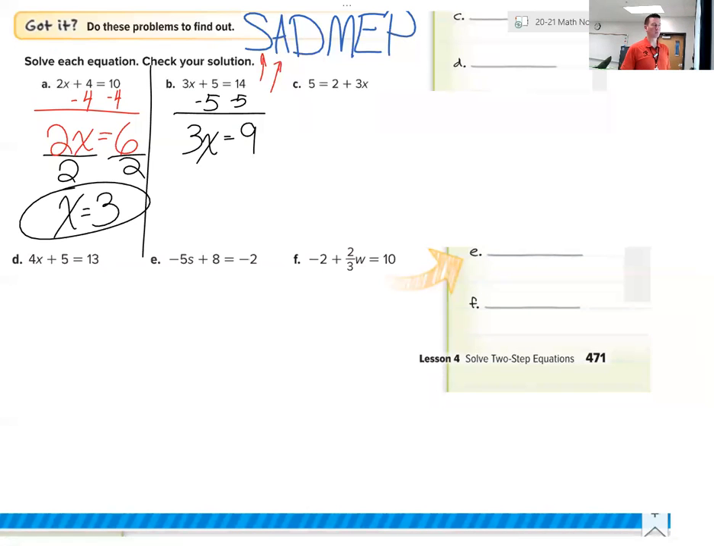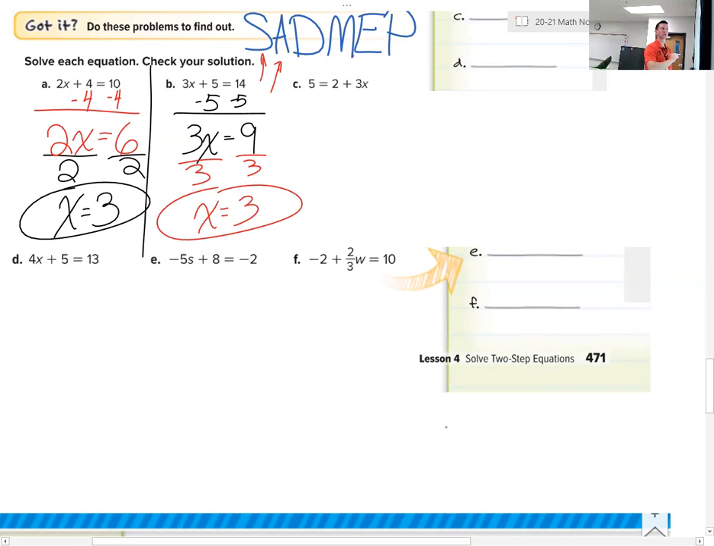Now going back to last week, what's happening to the variable? It is being multiplied by 3. So I need to divide by 3 because the inverse of multiplication is division. 3x divided by 3 is just x. 9 divided by 3 is 3. And that's also 3.